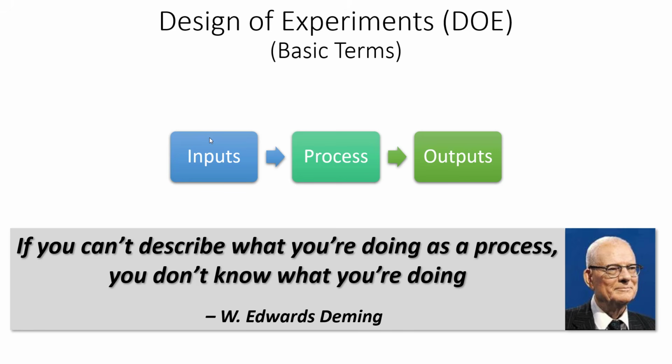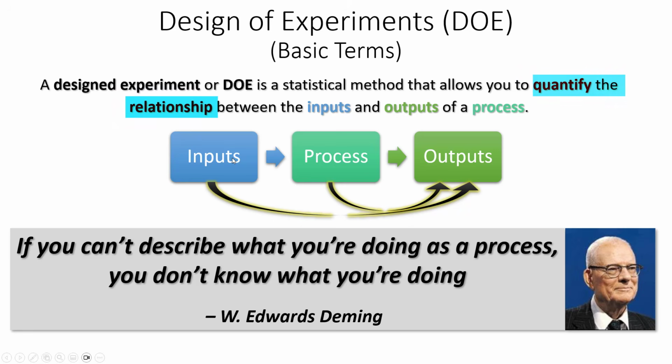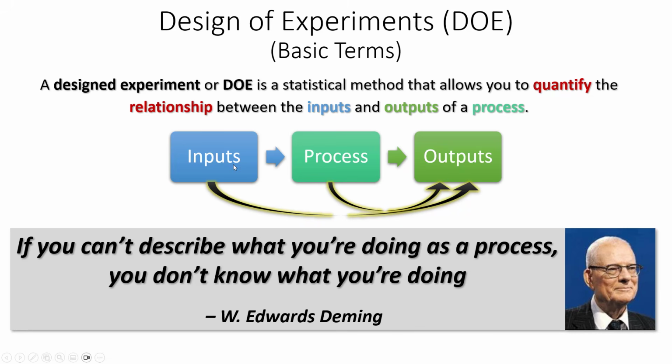Now, this gets back to why we do a DOE. A design of experiments, or a DOE, is essentially a statistical method that allows us to identify and quantify the relationship between the inputs and the outputs of our process. In fact, the other quote that I like to give people is that your results are only as good as your process. If we want great outputs, we have to have a great process, we have to have great inputs, and so we need to understand this relationship between our inputs, our process, and our outputs.